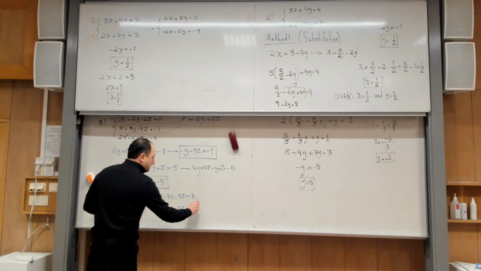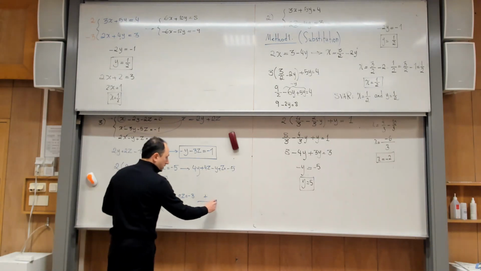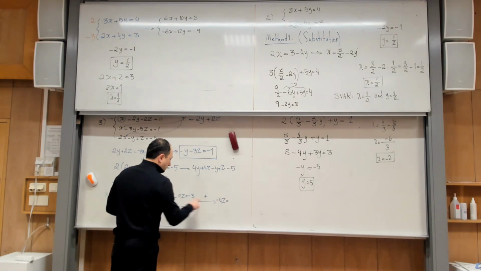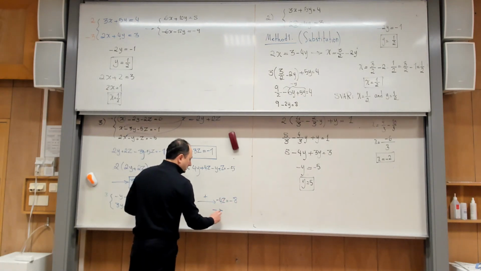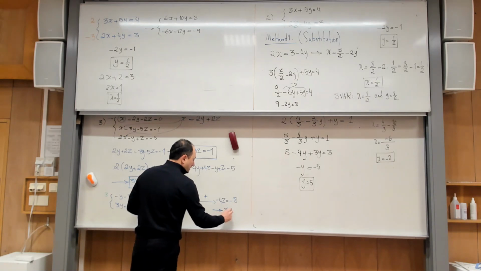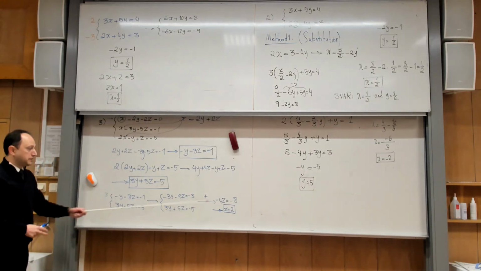And then I add them. This one and that one are gone. Minus 9z plus 5z is minus 4z. And minus 3 minus 5 is minus 8. And finally, I get at least one of the variables. Z is equal to 2. One of them is found.